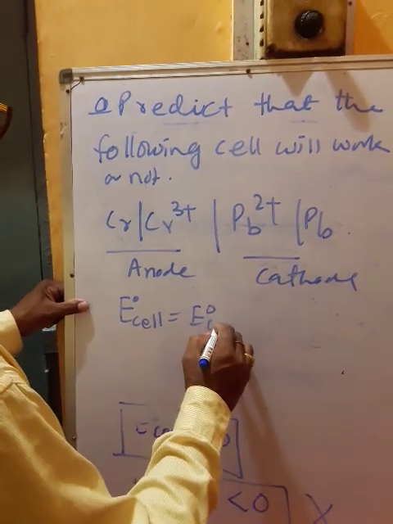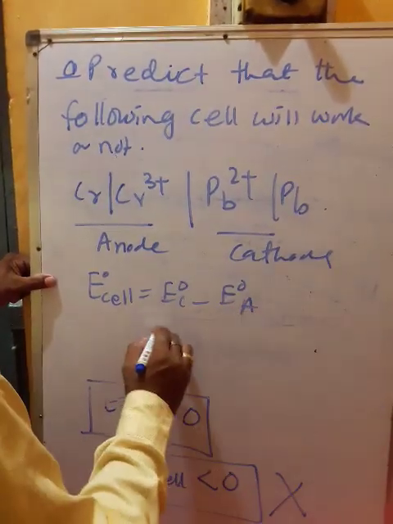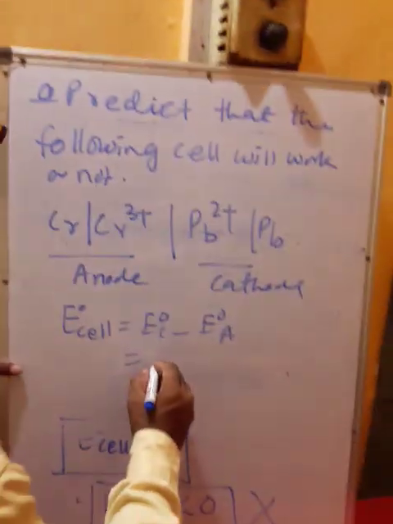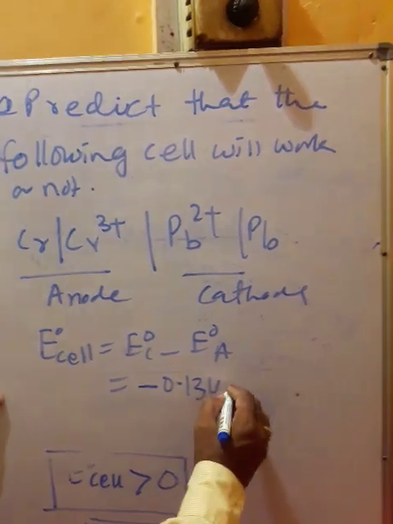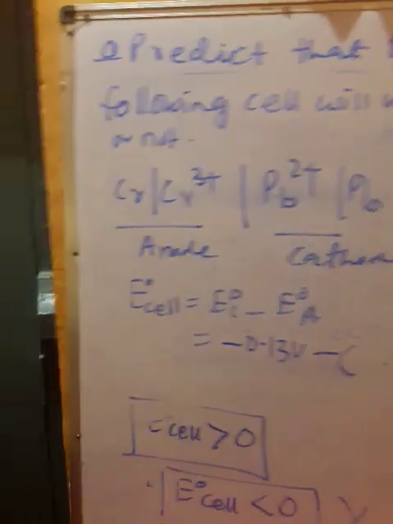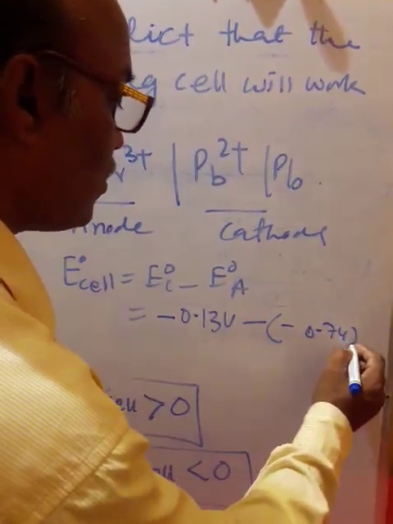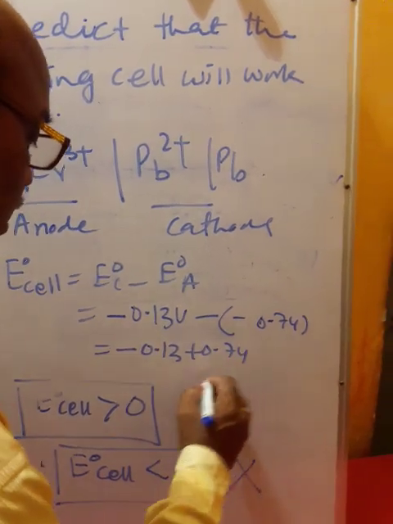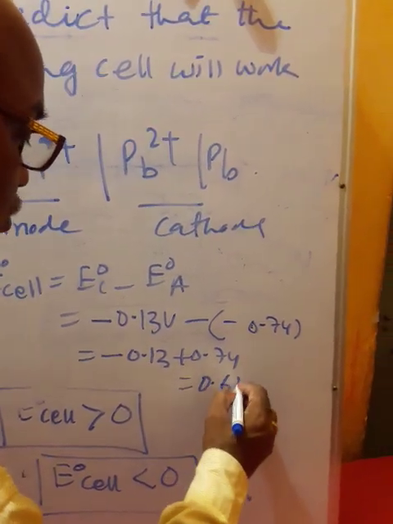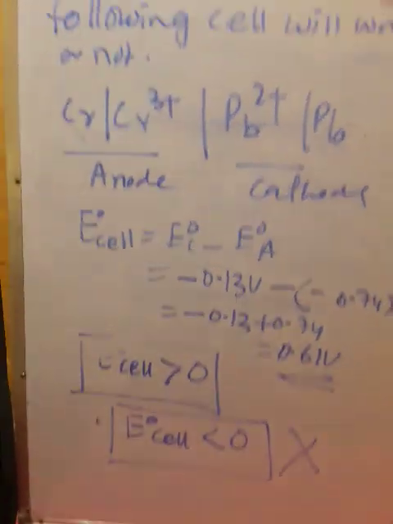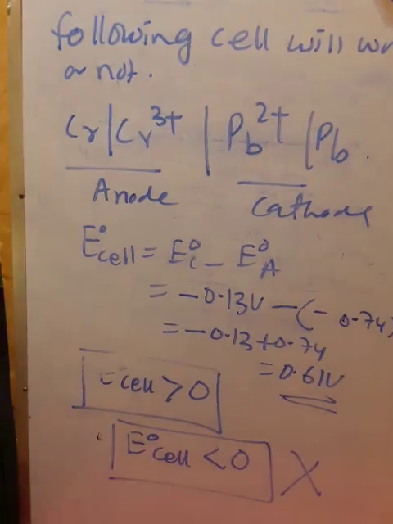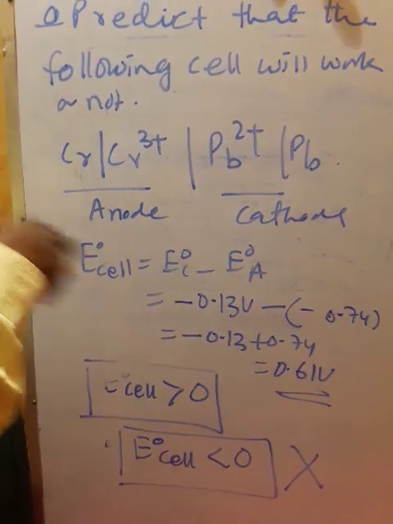So what is the cathode? Pb2+. Here Pb2+ is -0.13 volt. So -0.13 volt minus what is for chromium? For chromium it is -0.74 volt. So it will be equal to -0.13 plus 0.74, which is +0.61 volt. It means again it is positive, so this cell also works. In this way you can predict whether any cell will work or not.